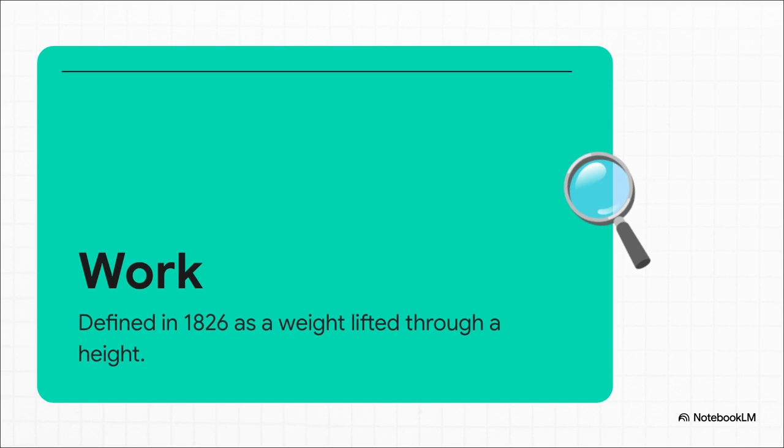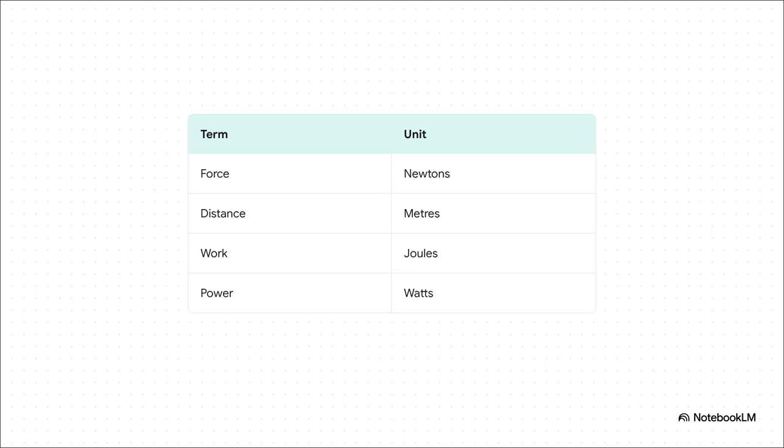And you can intuitively feel what he meant there, right? Hoisting a heavy weight up into the air demands effort. It demands work. It's basically just a transfer of energy. Let's get our units totally straight before we go any further. Force, that's measured in newtons. Distance is measured in meters. Now, when you multiply those two together to get work, you're looking at joules. And finally, power is measured in watts. Just keep these specific units tucked in the back of your mind as we move forward.